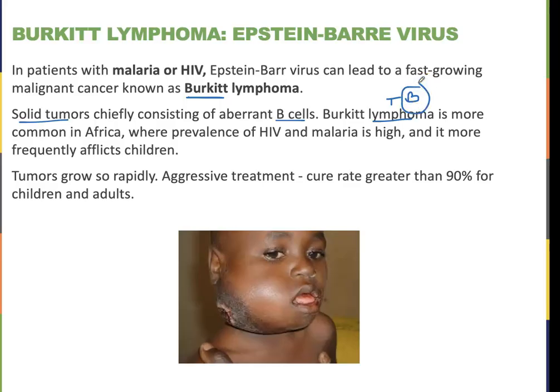And it's more common in children. So it's also more common in Africa or anywhere where you have HIV infection, and malaria infection is very, very high. The tumors can grow very rapidly. There's very aggressive treatment for it, but at least there's a very good cure rate of 90%.